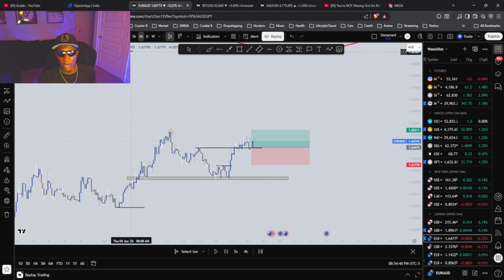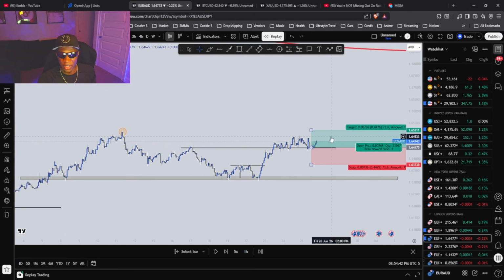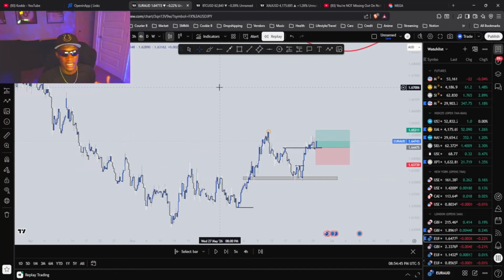Of course, not on the 4 hour. Of course, I dropped down to the lower time frames to get a better entry on this, obviously, because that's how you scale down when it comes to marking up your charts.